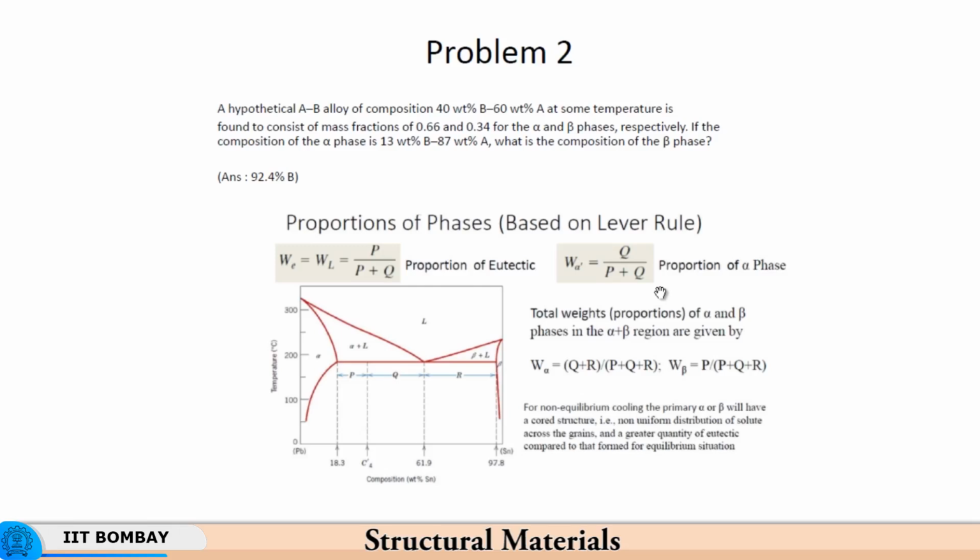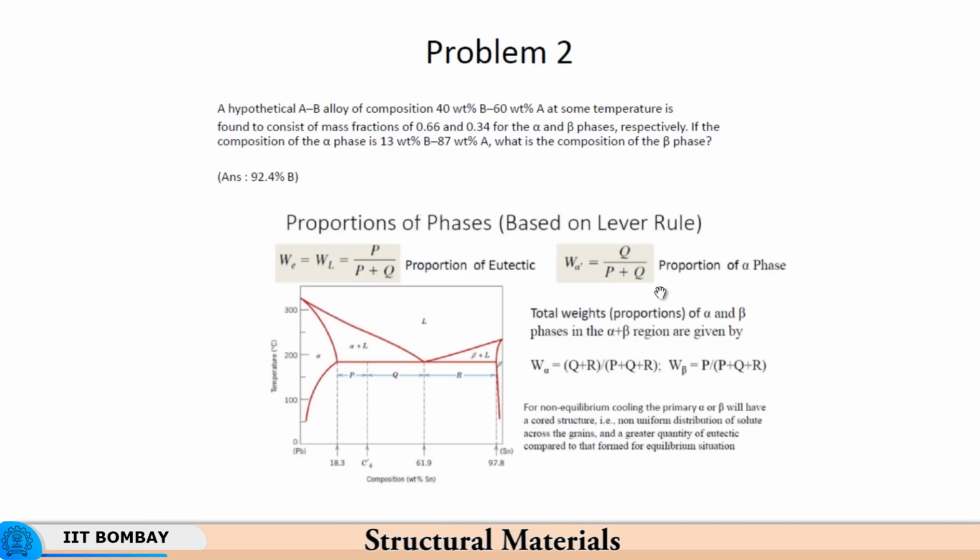So it turns out that the beta phase contains 92.4% of B, whereas the nominal composition of the alloy has 40% of B. So if you take a certain temperature, then that is what you are talking about at that particular temperature.